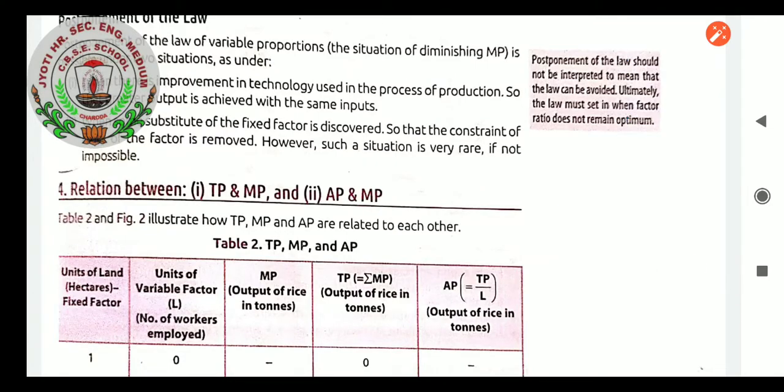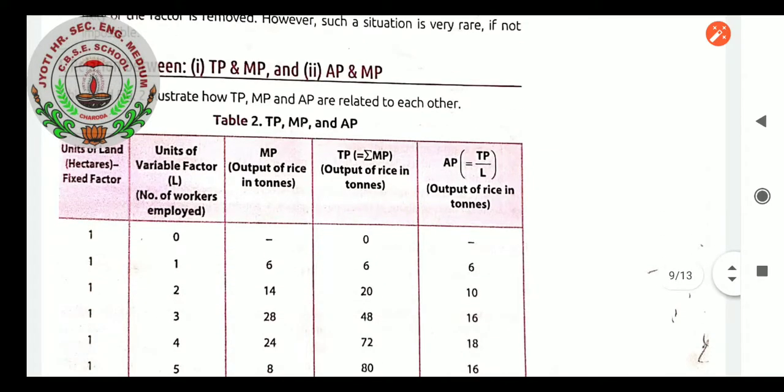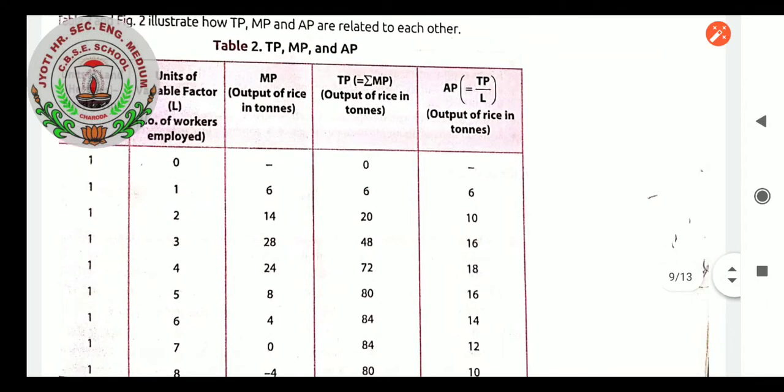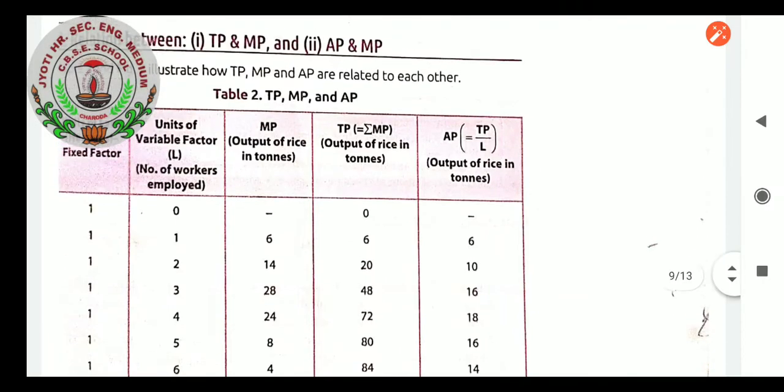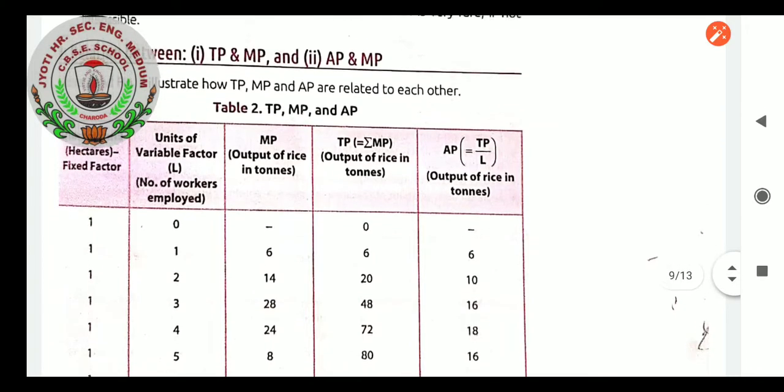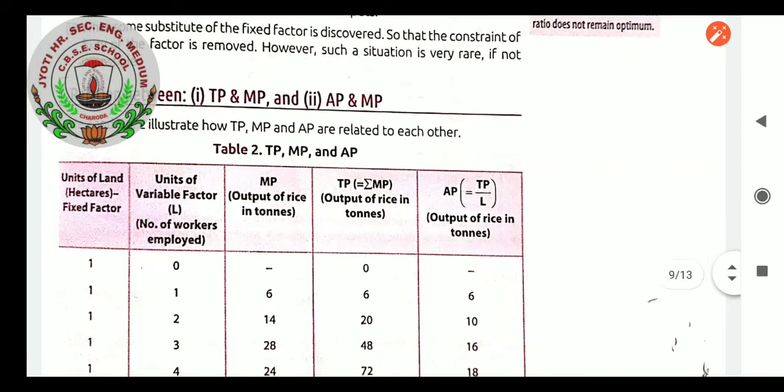Relation between total product, marginal product and average product. Table 2 and figure number 2 illustrate how TP, MP and AP are related to each other. When we see TP, MP and AP, students, there are units of land in hectares as the fixed factor, and units of the variable factor. We had started from 0, 1, 2, 3 and so on. The fixed factor remains the same only, while the variable factor is changing.